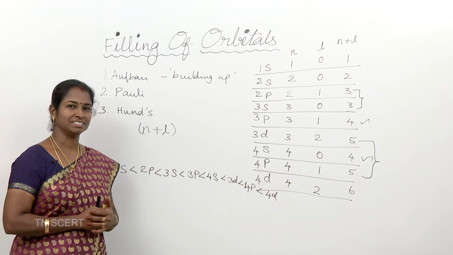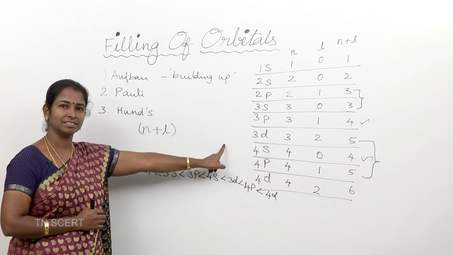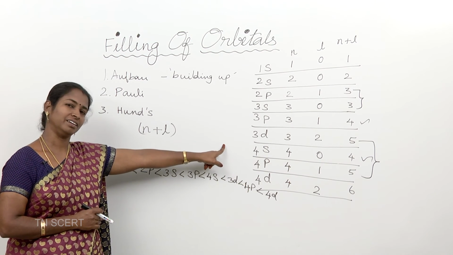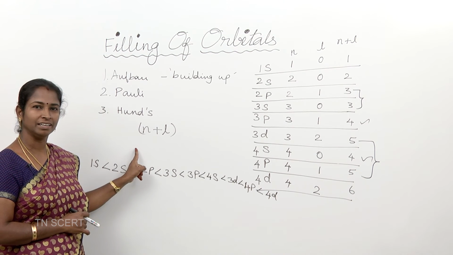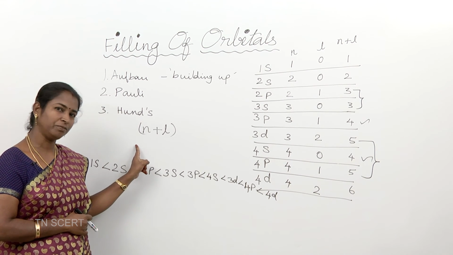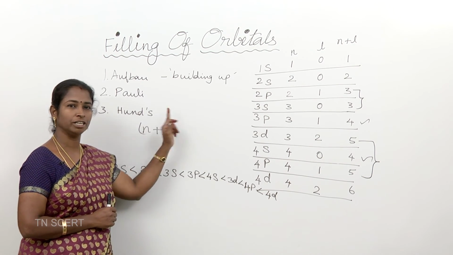In many competitive exams, you can expect a question such as: arrange the following orbitals in the increasing order of energy or decreasing order of energy. If you understand this n plus l rule clearly, you can easily answer that type of question. Next, let us move to Pauli's exclusion principle.